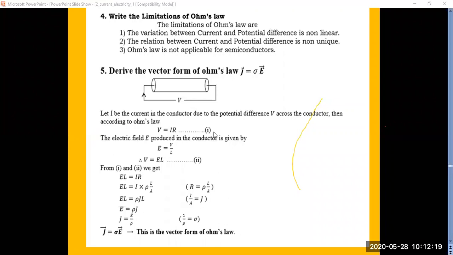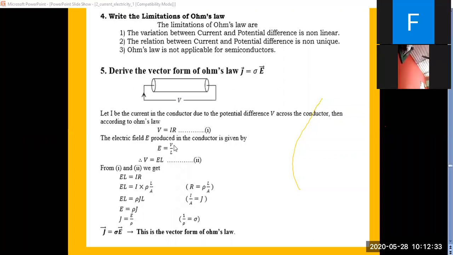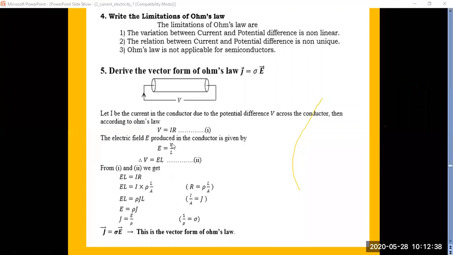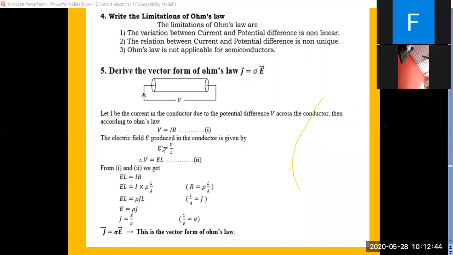Remove the magnet and keep a charge. That electric charge also will experience force in a surrounding region. That region is called the electric field. The formula for the electric field is E equals V divided by L. L is the length of the conductor and V is the potential. So what is electric field? Region around a charge which experiences electric force. The formula for that is E equals V by L. Just cross multiply. We will get V equals E into L. Call that equation 2.